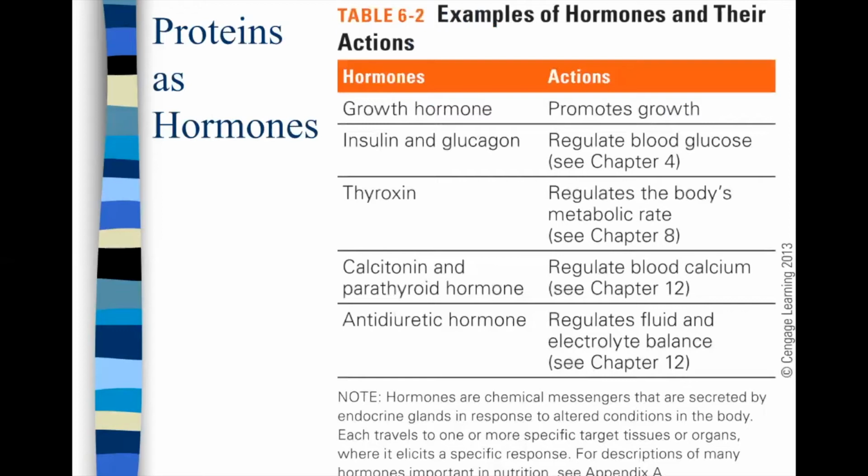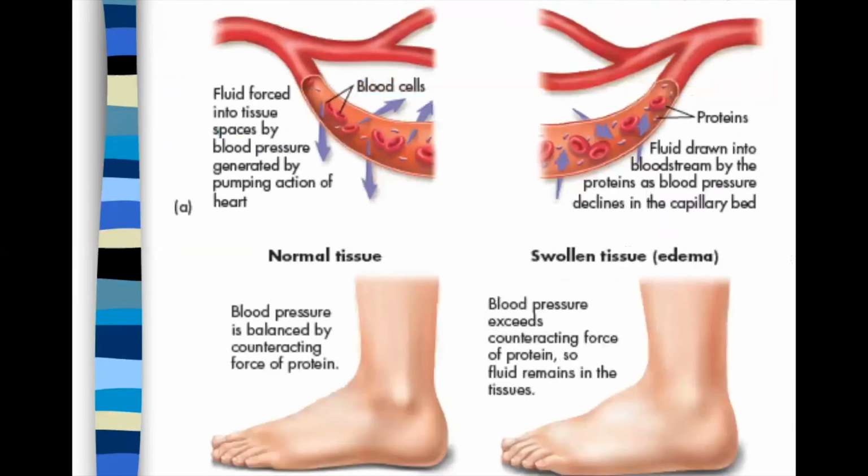Proteins as hormones. This is just a few hormones that are proteins: growth hormone, insulin and glucagon, thyroid hormone, calcitonin, parathyroid hormone, and antidiuretic hormone, all made with proteins. Fluid balance. So proteins help maintain fluid balance, and this works in combination with blood pressure.